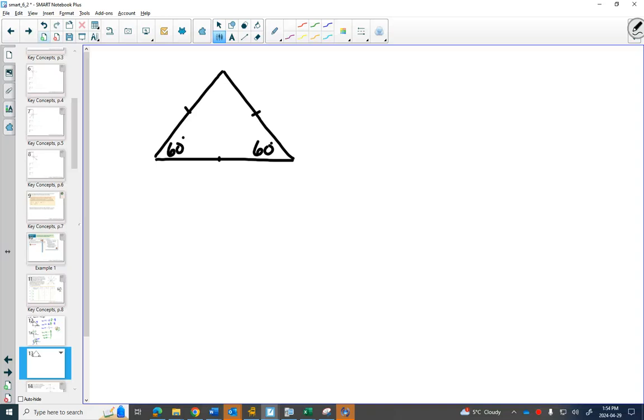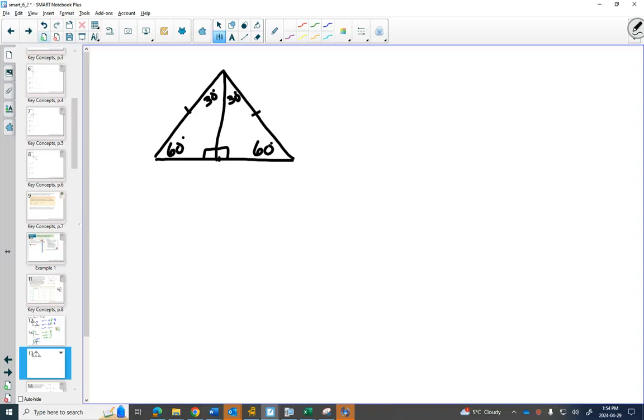So what do I do with this one? I decide to cut it in half. I make 90 degrees down here. If I cut it in half, would you agree this makes this 30 and this 30? Now all the sides are the same.